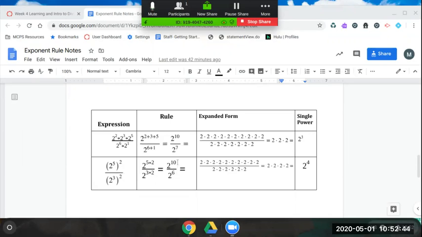So you have 2 to the 10 divided by 2 to the 6. We keep the base, which is 2, and we subtract the exponents. 10 minus 6 gives us 4. So our final answer is 2 to the 4th power.